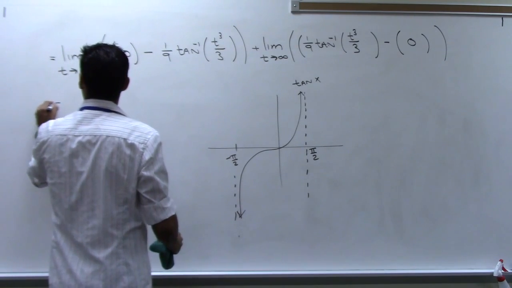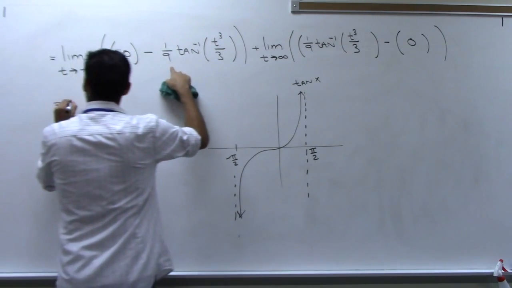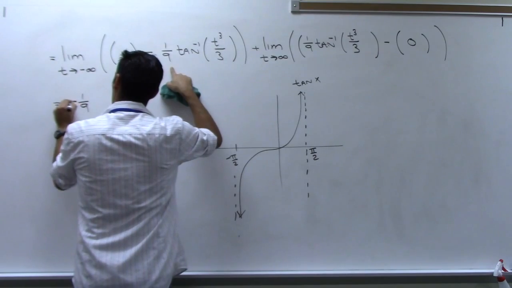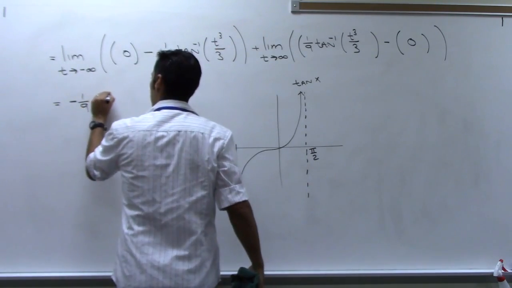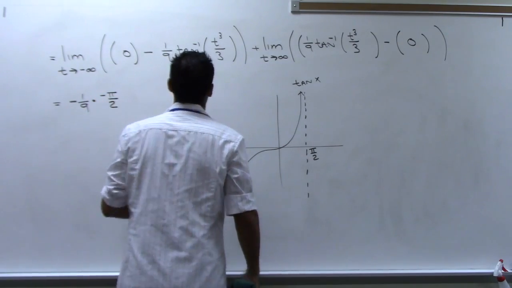So this right here is going to turn into negative pi over 2. So I have equals, the 0's gone, negative 1/9 times, and I just said that this piece right here is negative pi over 2. So that takes care of that.